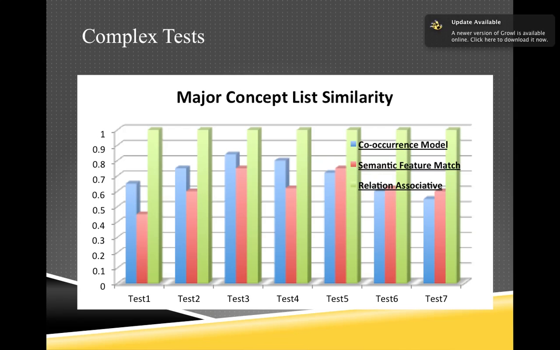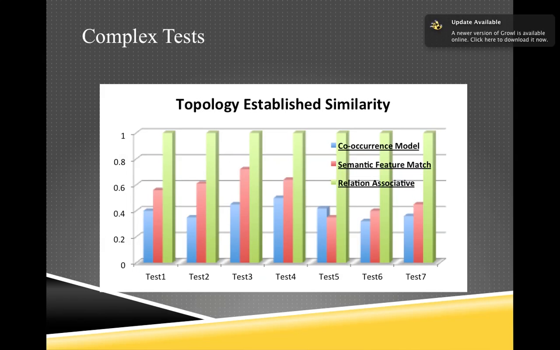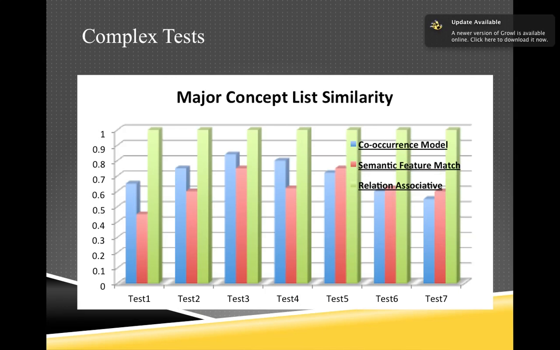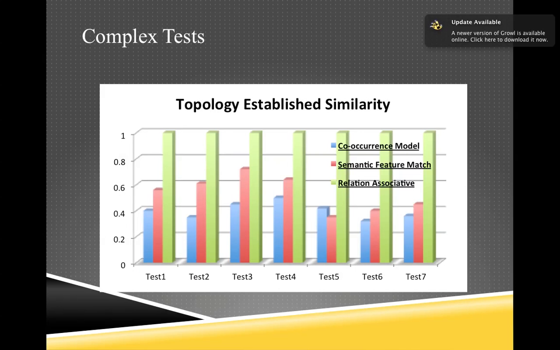Here I use the relation associated model as the standard output, and use the co-request model and the semantic feature model to match the relation associated model. So the value of the relation associated model is also 1 in these two cases. Based on this test, I can see that the co-request model performs better for the concept detection, but doesn't do well in the topology established similarity.